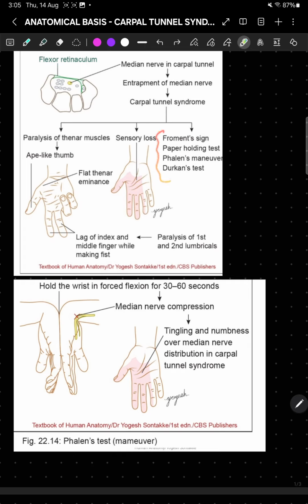Which are the various tests used to elicit carpal tunnel syndrome? There is a sign called Froment sign, checking the patency of the abductor, the paper holding test, and here we can see the Phalen maneuver. Here we are holding the wrist in forced flexion for 30 to 60 seconds, and it will induce median nerve compression, and there will be tingling and numbness in the region of the sensory supply of the median nerve. And there is a provocative test called Durkan's test used to elicit carpal tunnel syndrome.